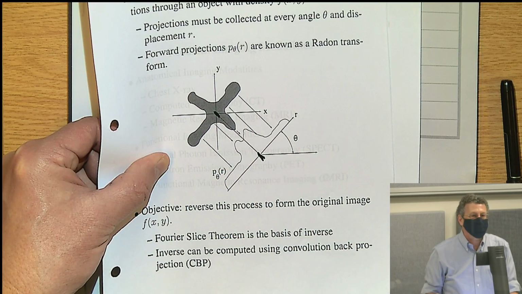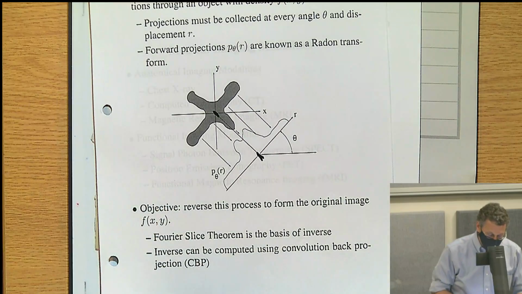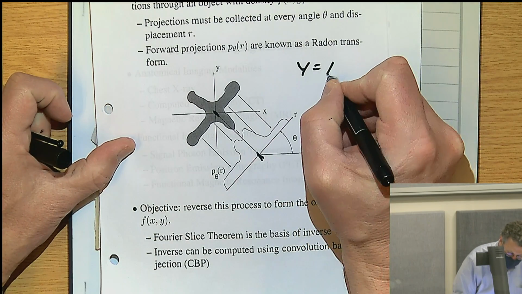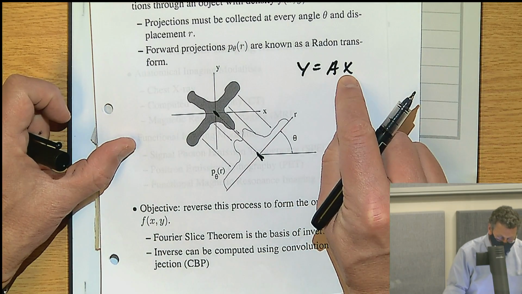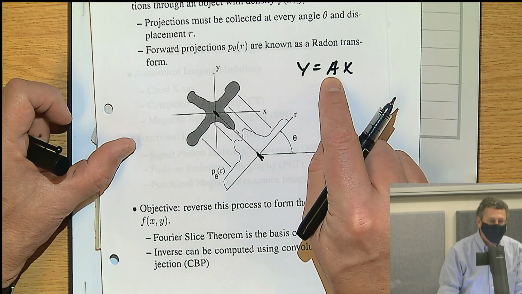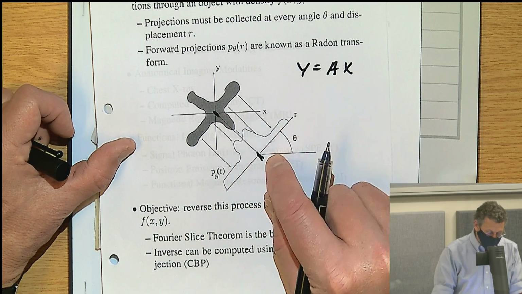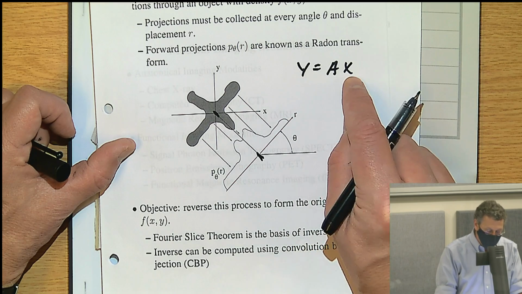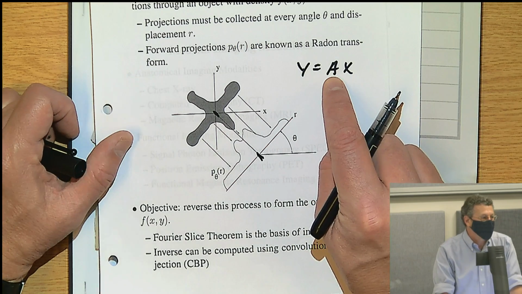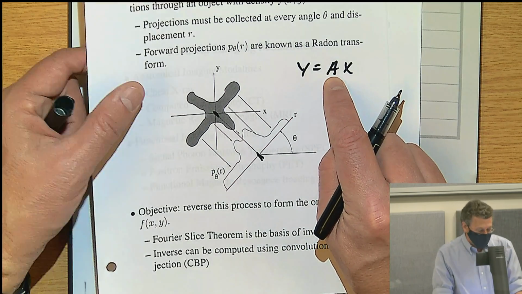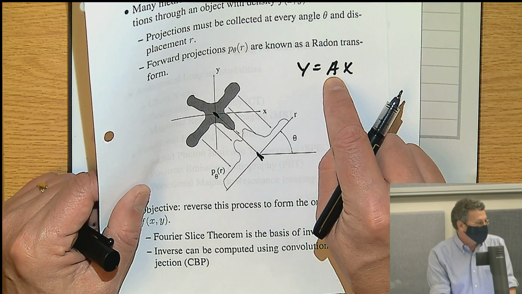Basically, you're trying to solve an equation of the form y equals Ax. x is the unknown image, okay? A is some matrix because that represents a linear transform, and y is the measurements. As long as y has the same dimension as x, you should be able to invert A, right? So that's the essential idea, and we'll talk about that in a lot more detail.